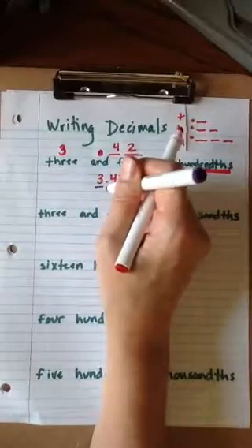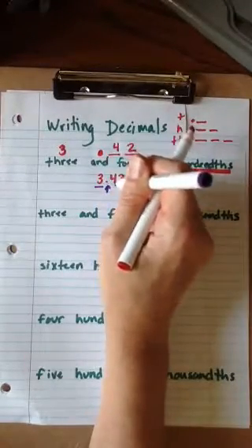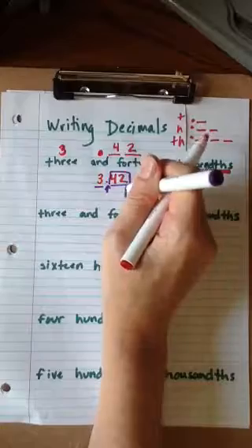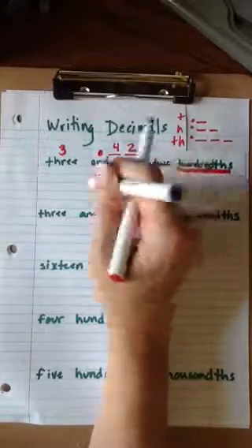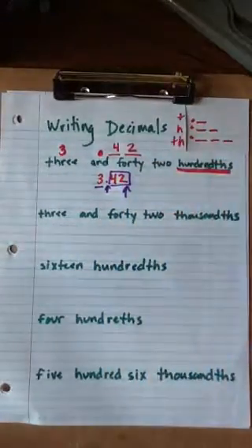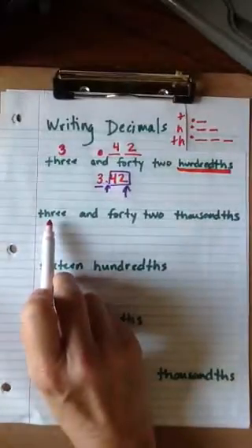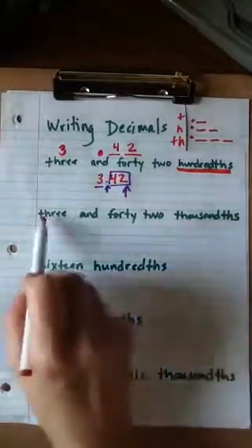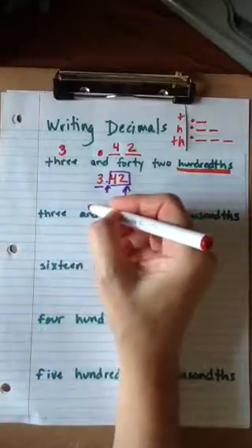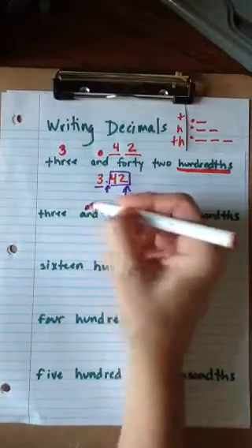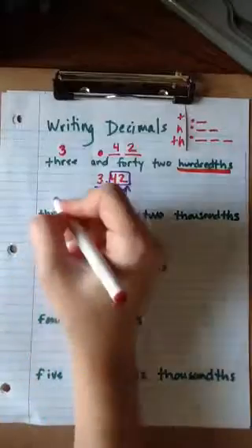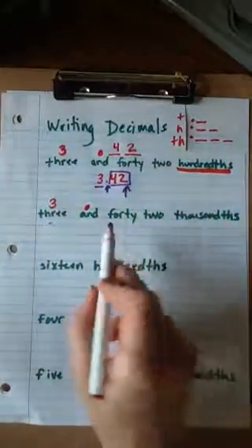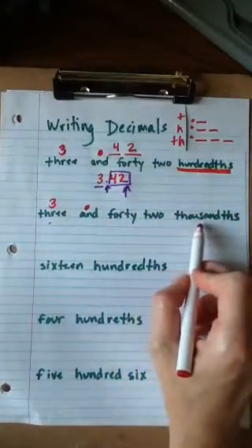3 and... Yep, 42 hundredths is the last spot. Yep, that's what we meant to write. Awesome. Let's look at this one. 3 and 42 thousandths. All right. Well, I'm going to put my decimal for "and." I know that that means "and." 3, well, that's easy. 3. 42 thousandths.